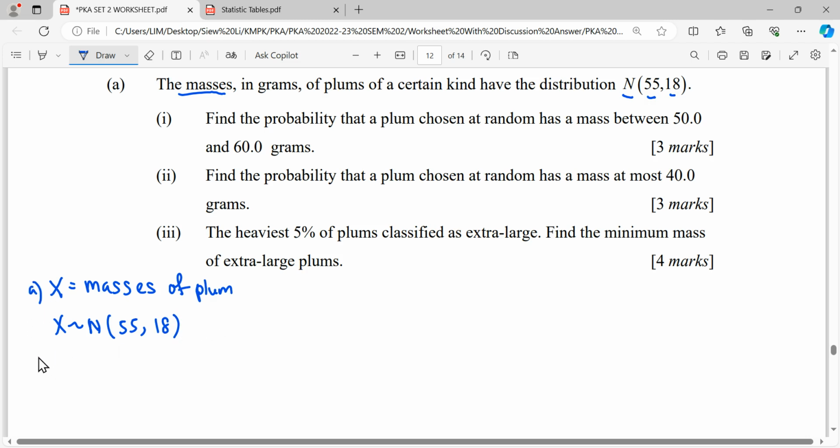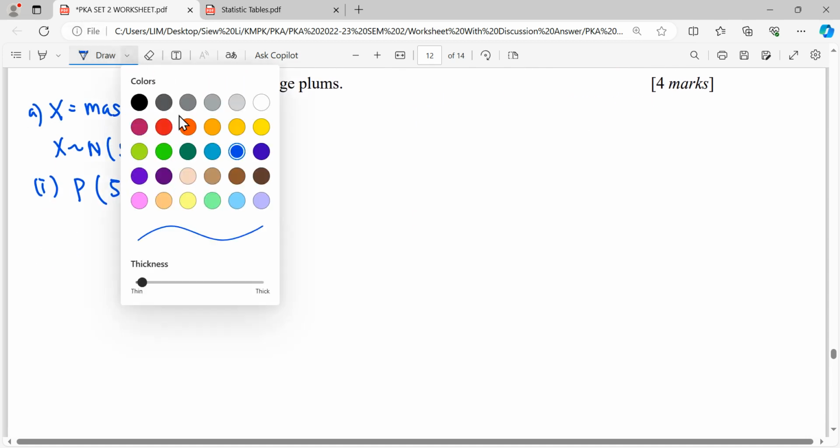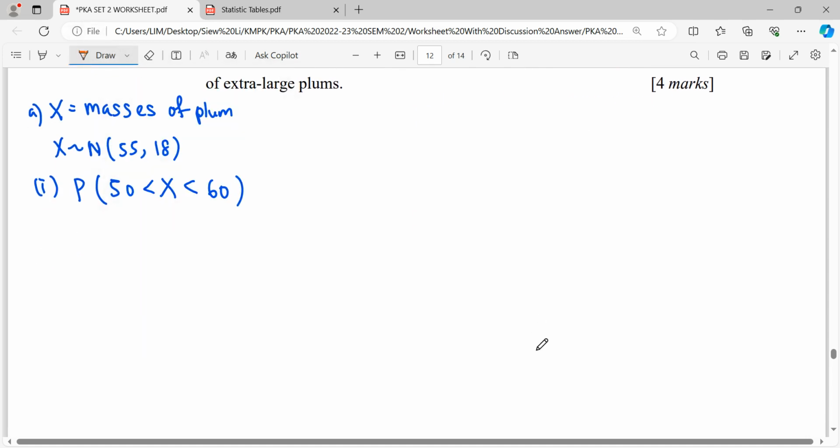So for the first question, find the probability that the plum chosen at random has a mass x between 50 and 60 gram. To solve this, we identify our x here. From the beginning, x is distributed normal, which means this question needs to be solved using the normal distribution.